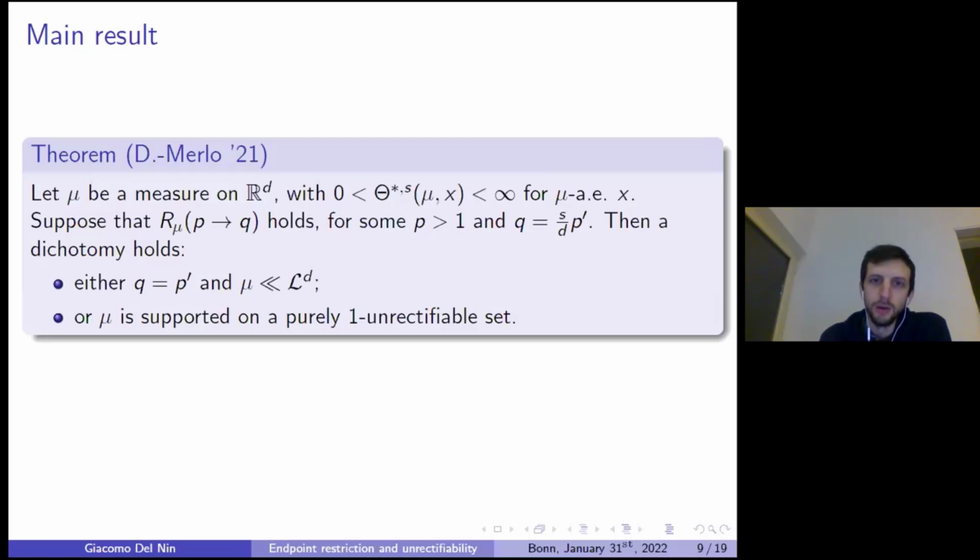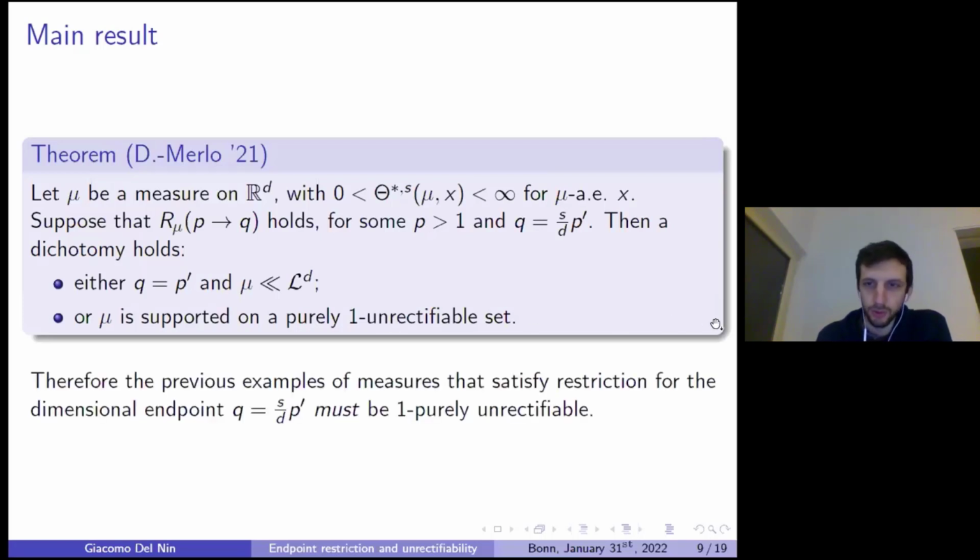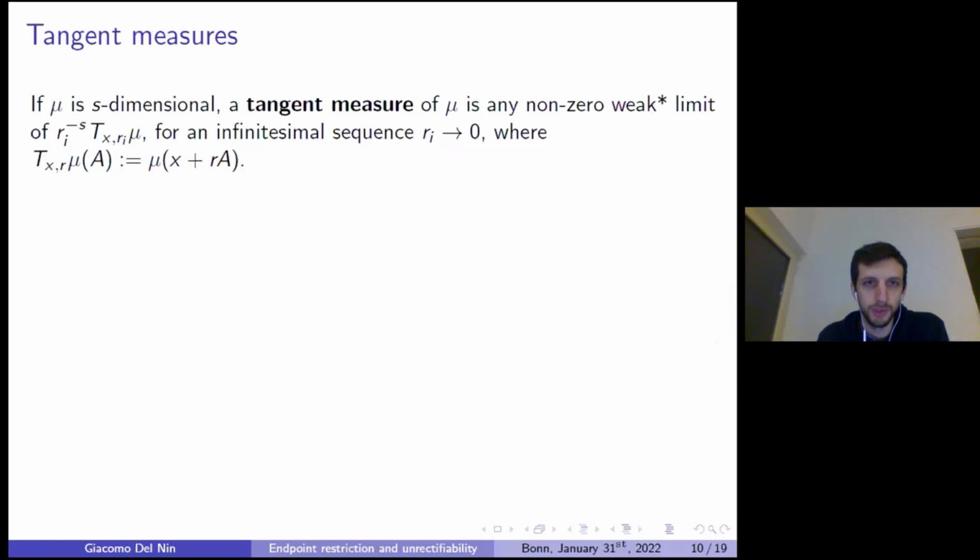So even for any dimension S, still the second condition is saying that the support is purely one unrectifiable. And so this shows in a way that the already known examples of measures satisfying the endpoint restriction had to be fractal in a way, so had to be purely one unrectifiable. Okay, so now I will try to explain the proof of this result.